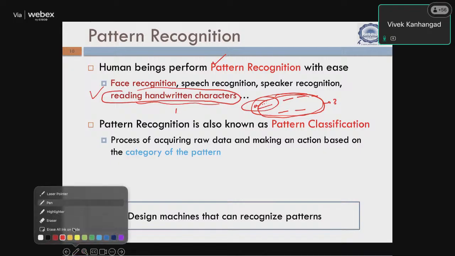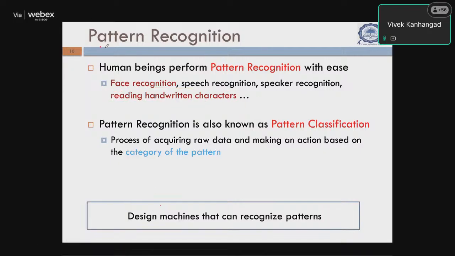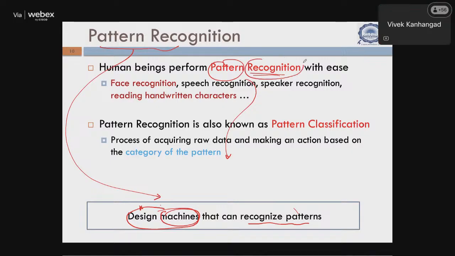So when I talk about pattern recognition in this field, the objective is this: can we program computers, or in general machines? Because it can be a robot also, so computer is a very specific term. Can we design machines, which is a more general term, that can recognize patterns? Why is it called pattern recognition? Just think of it this way: we are performing recognition, but it's actually based on the underlying patterns.